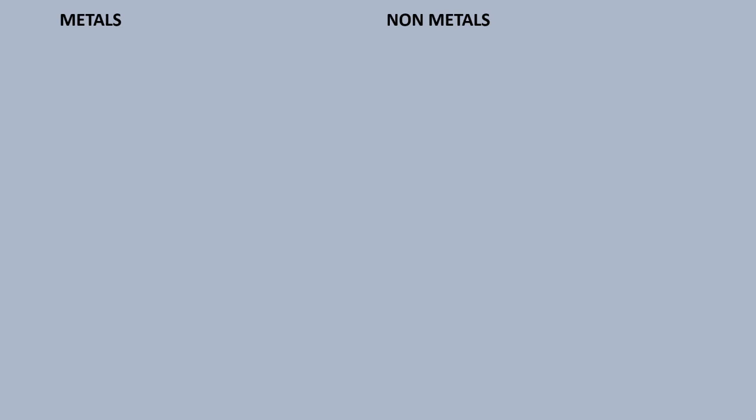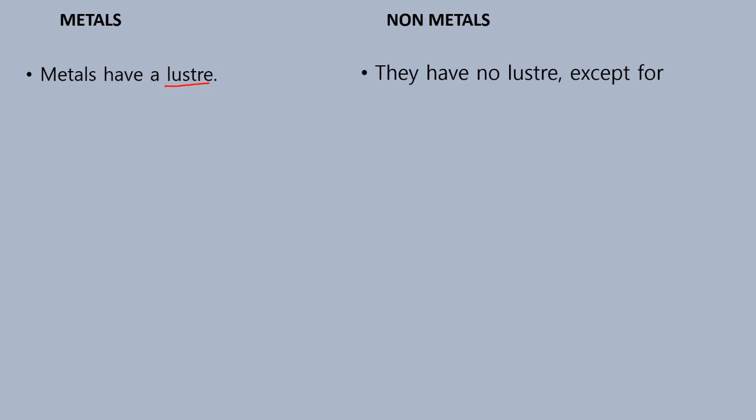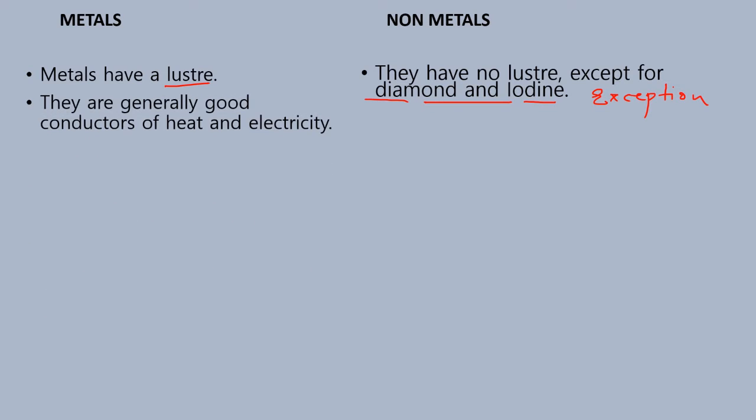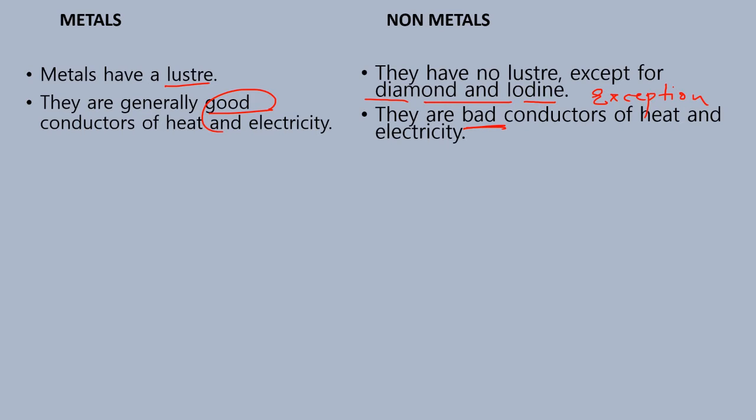The difference between metal and non-metals. Metals have luster, whereas non-metals do not have luster except for diamond and iodine. Diamond is an allotrope of carbon. Metals are generally good conductors of heat and electricity, whereas non-metals are bad conductors of heat and electricity except for graphite. And similarly, like diamond, graphite is an allotrope of carbon.